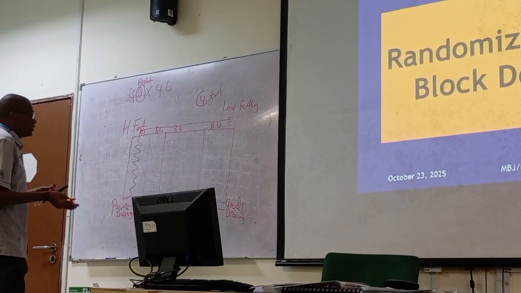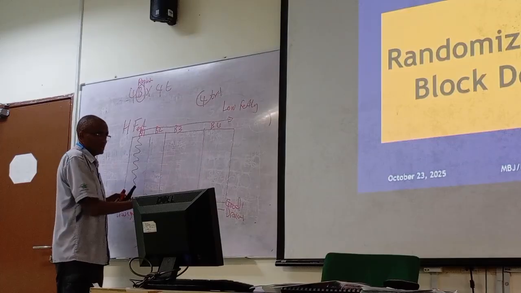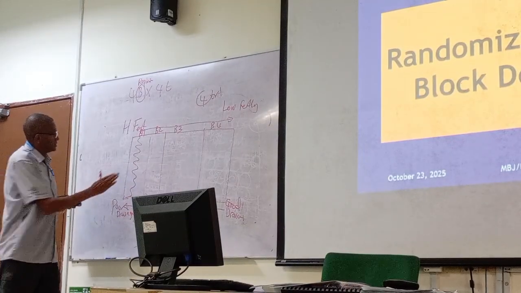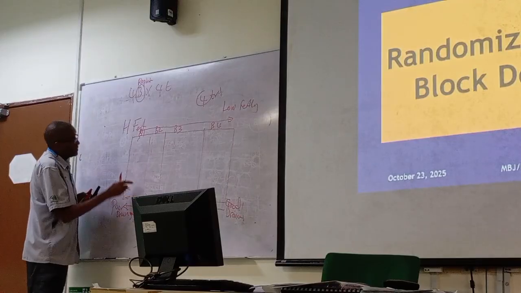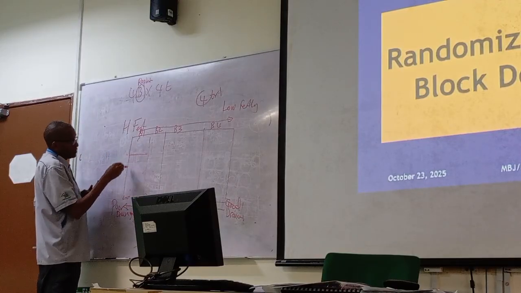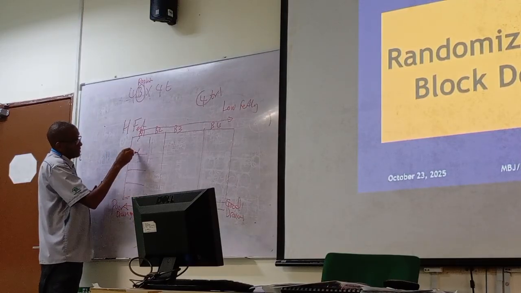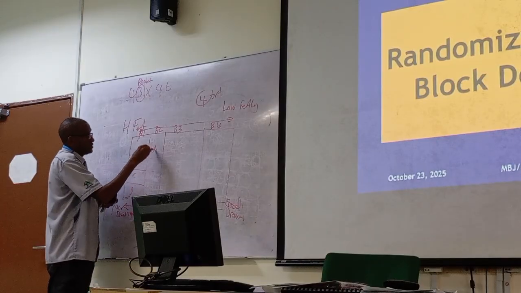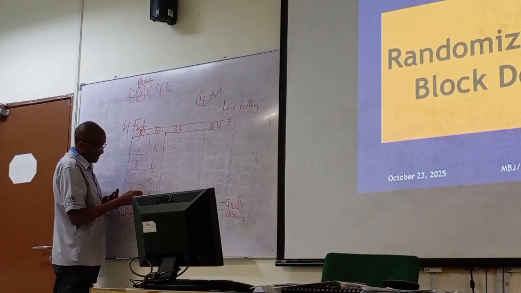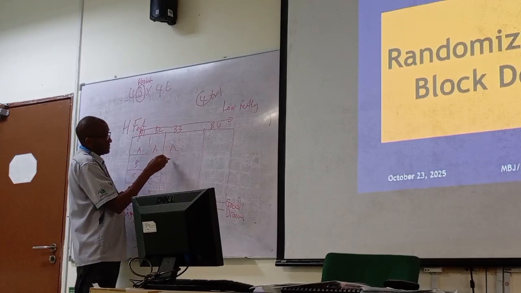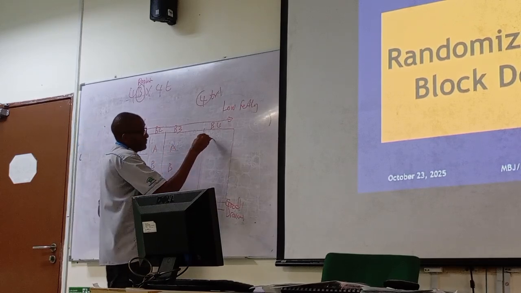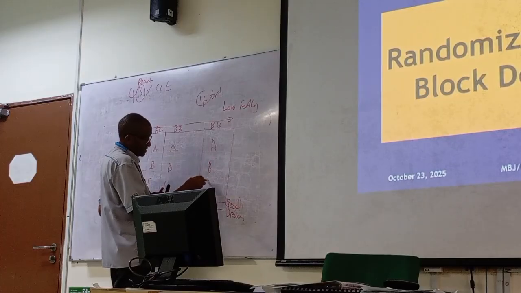So where do we randomize? Here, because we already blocked, we have some restriction. You cannot randomize everywhere, okay? So here we have 4 treatments. You must have your A, B, C, D inside here. Here also you must have A, B, C, D. Block 3 you must also have A, B, C, D. Block 4 you must also have A, B, C, D.